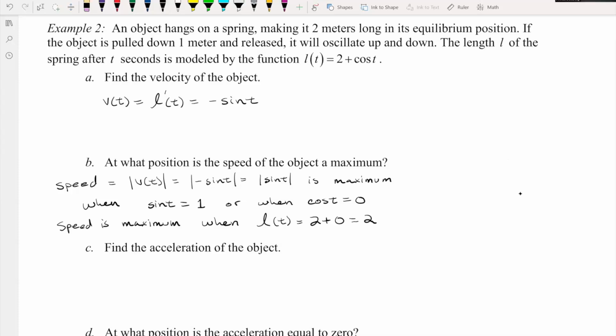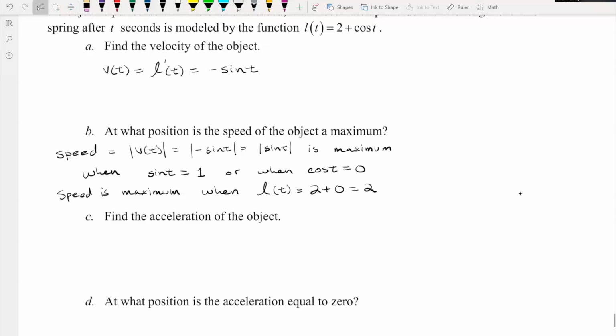Okay, let's do one more. Let's go ahead and find the acceleration of this object. And then I want to try doing the picture of this last, because in the past, I don't think the picture helped answer these questions very well. So I want to see how much of this we can do without the picture.